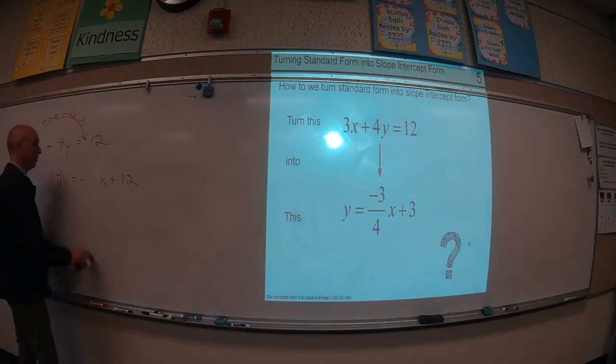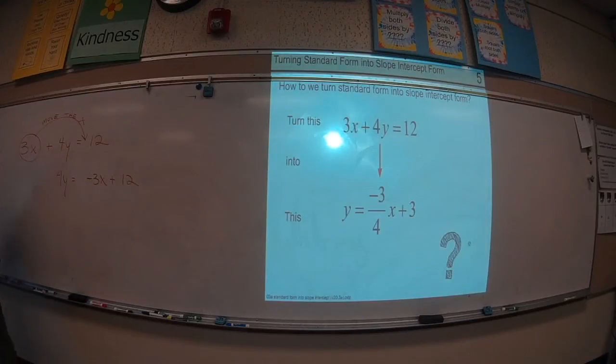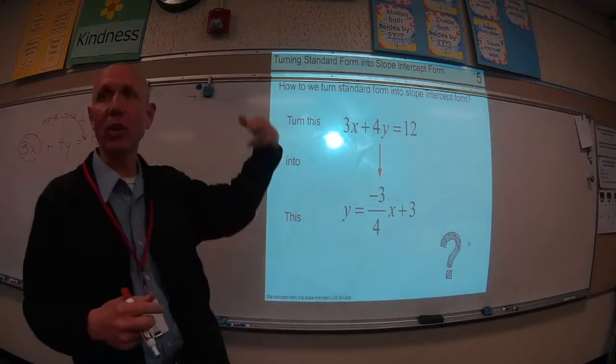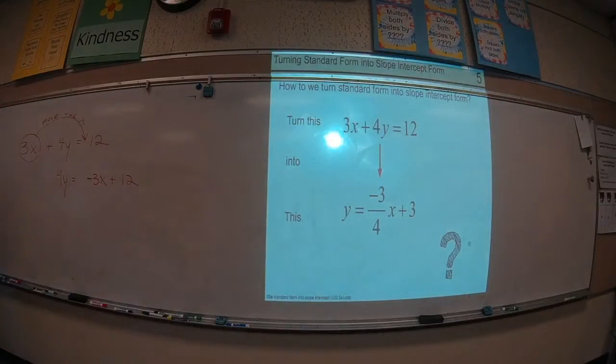Let's try that. I made an error. There we go. Negative 3x plus 12. Notice that when I moved it, it became a negative. If it was a negative, it would become a positive. It switches the sign. Why is it doing that? Because it bumps its head. But what's really happening is I'm subtracting 3x from both sides. But I just say I'm moving the x.